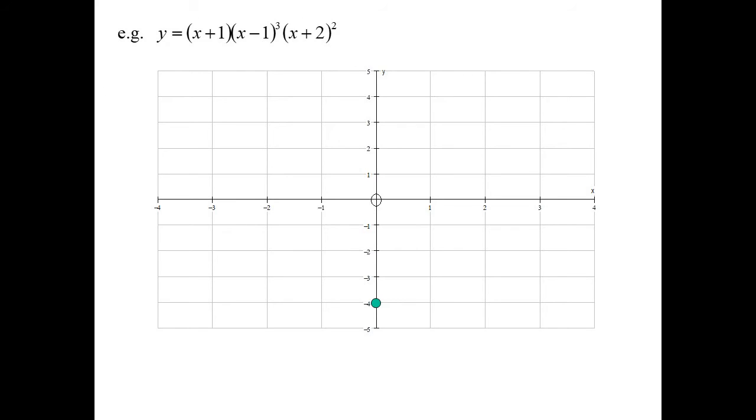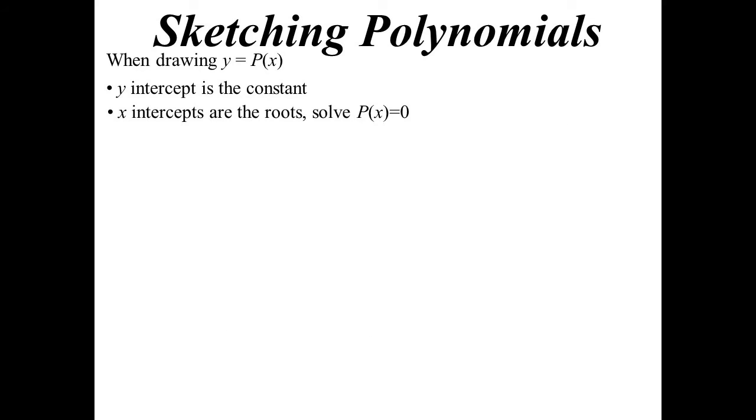So if I wanted to draw this polynomial and I've got it all factorised and I want to work out the constant, of course you don't need to expand the whole thing out, because if I wanted to work out the constant it would have to be all the constant terms multiplied together. So I'll have 1 times (-1) cubed times 2 squared, which gives me, there it is down there, -4 would be the y-intercept.